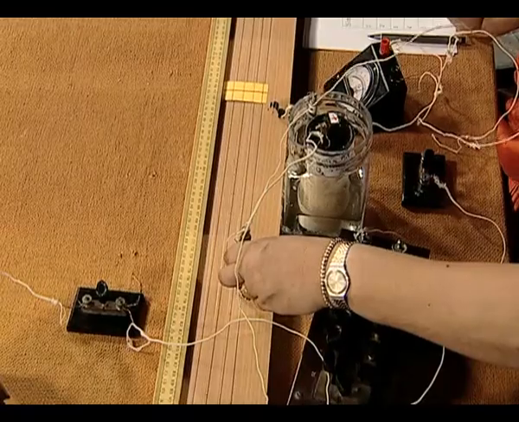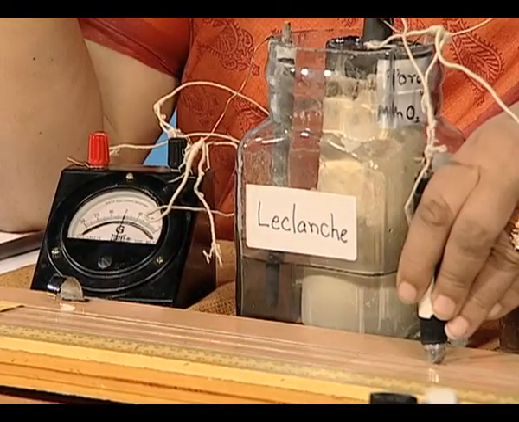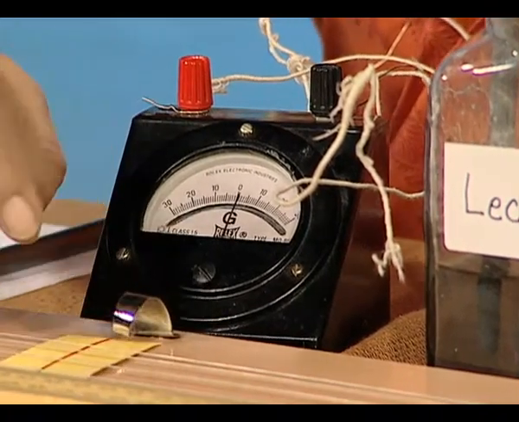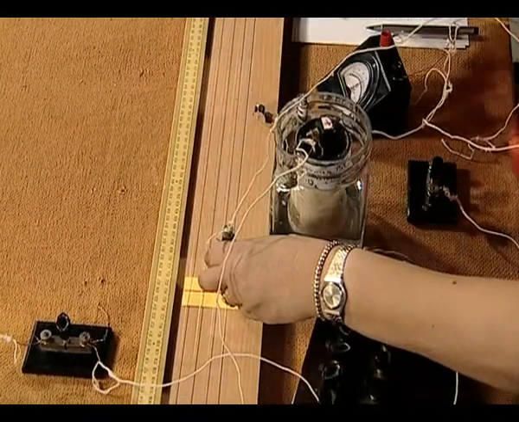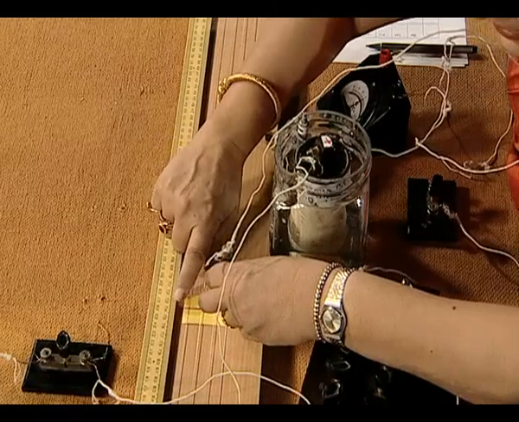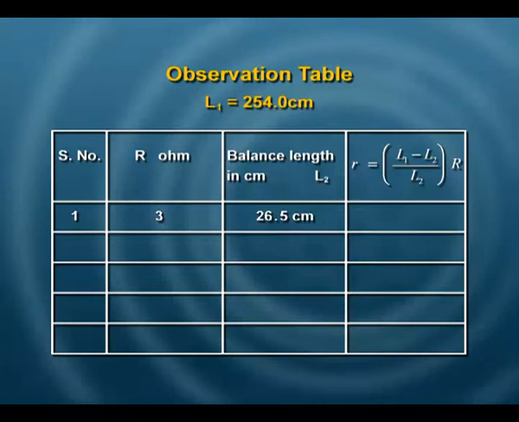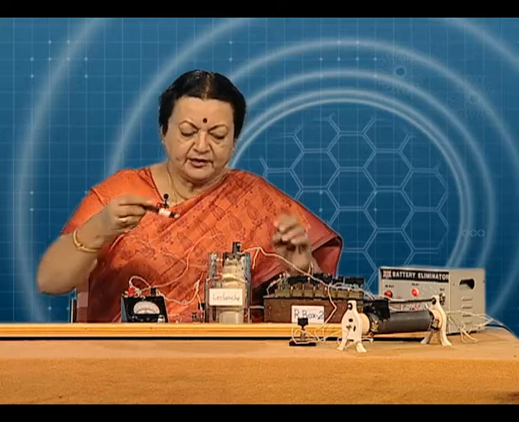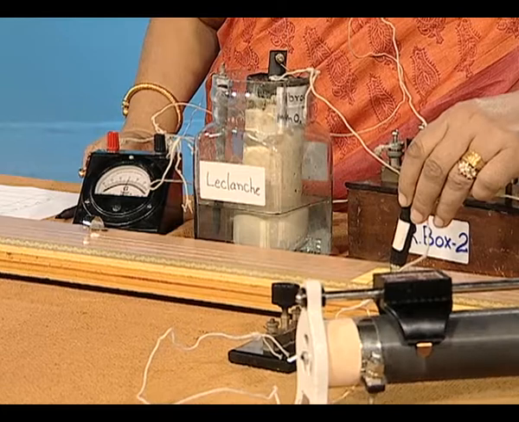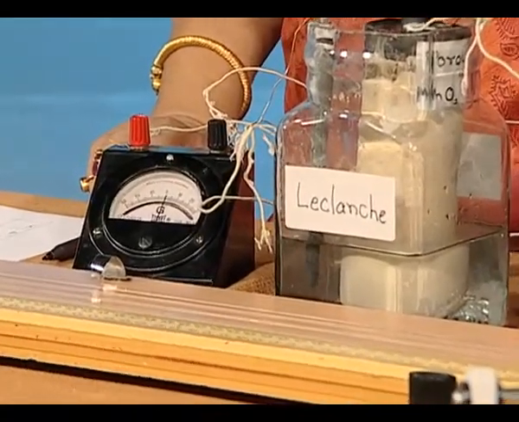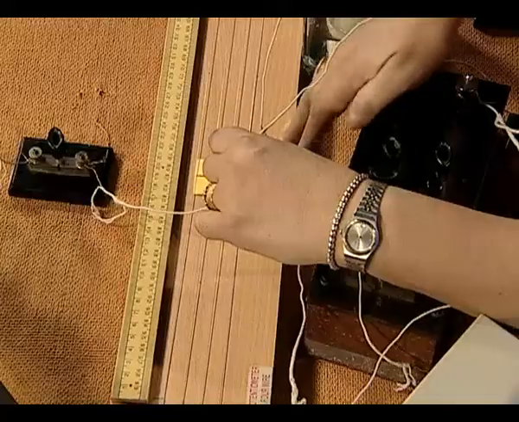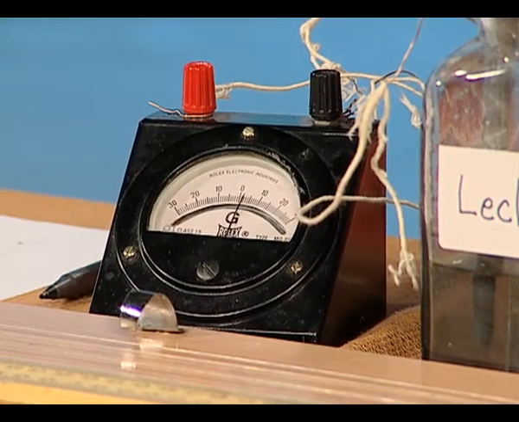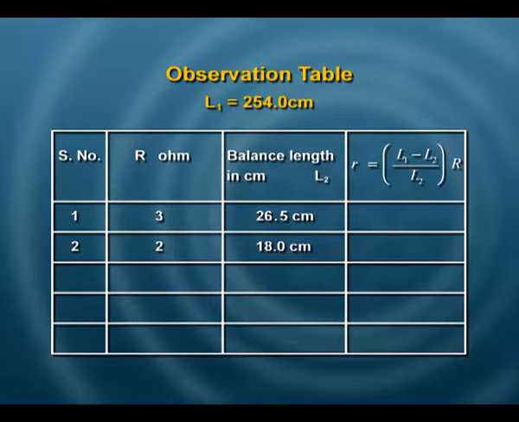So, watch, you look for the balance length, and this balance length is obtained here, 0 deflection, and this length I will need to record as L2, and it is on the first wire. So, its value is only 26.5. So, the balance length L2 is 26.5 for a resistance of 3 ohms. I can make that value 2 ohms and check out the balance position again. Somewhere here is my null point. Make note of the length again on the first wire, and this length is only 18 centimeters.